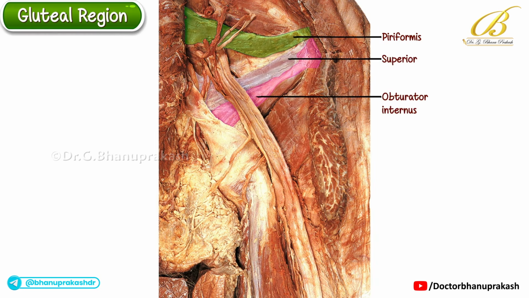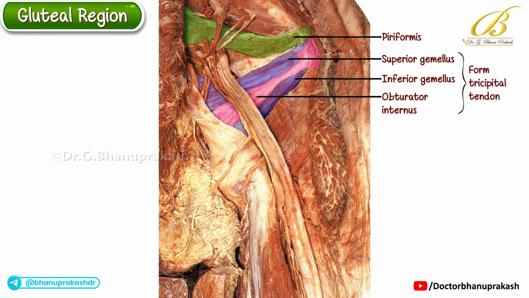internus, the superior gemellus, and the inferior gemellus. These three muscles unite to form a common tricipital tendon before attaching to the greater trochanter. The muscle located just below this tricipital tendon is the quadratus femoris. Beneath the quadratus femoris, a small portion of the adductor magnus is also visible.